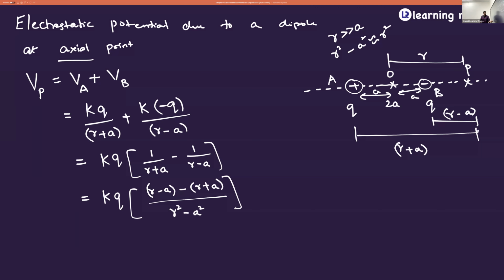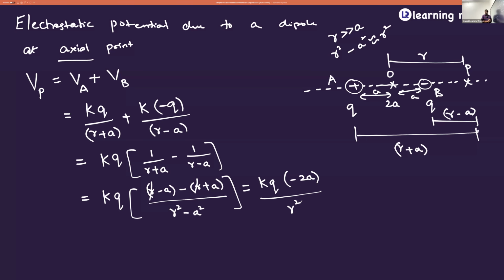So for R square minus A square, I'll use this approximation. And in the numerator, if you see, R and R are getting cancelled. This is minus A, this is minus A. So minus A minus A is minus 2A. So this is going to give us KQ into minus 2A, the whole divided by R square, right?